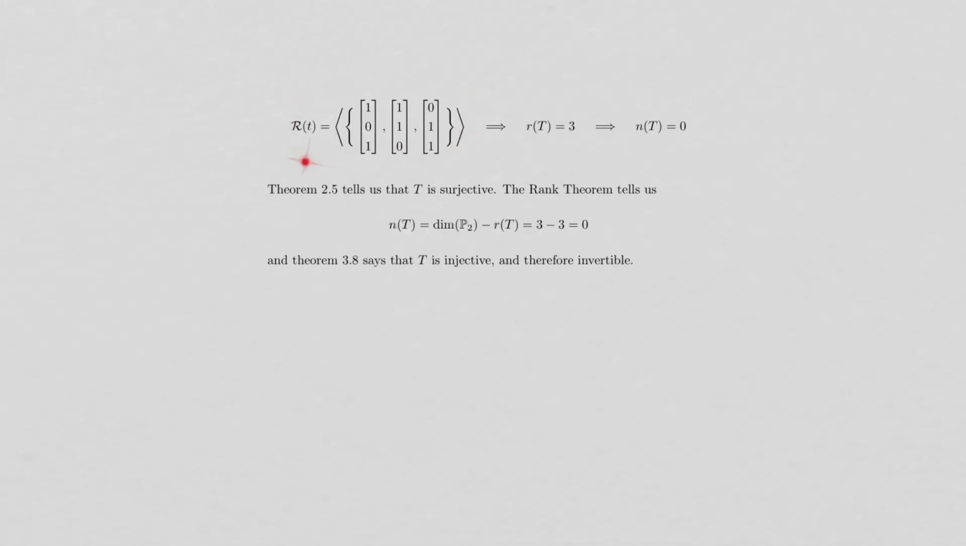Similarly, we could have found the range first. We would have found it to be the same thing we got before. The range would have been the span of this set, and we could see, oh, the dimension of the range is 3. As before, since the rank of T is equal to 3, which is the dimension of the codomain, by theorem 3.7, we know T is surjective. The rank theorem tells us that the nullity of T has to be 0. And then theorem 3.8 says that because the nullity of T is equal to 0, T is injective. Well, it's surjective and injective, therefore it's invertible.